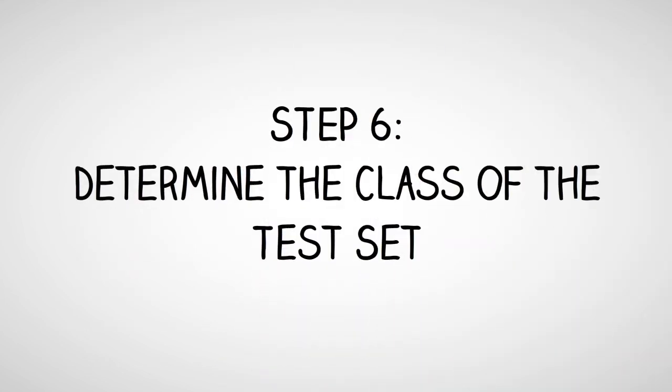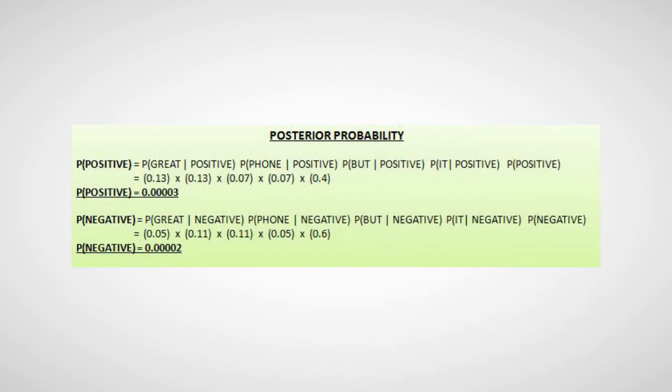Step 6. Determine the class of the test set. Determine which of the probability of class in the posterior probability is the highest, and that will be the class of the test set. Probability of positive is higher than the probability of negative. Therefore, the class of the test set is positive. Now, Ken decided to buy iPhone 4s.